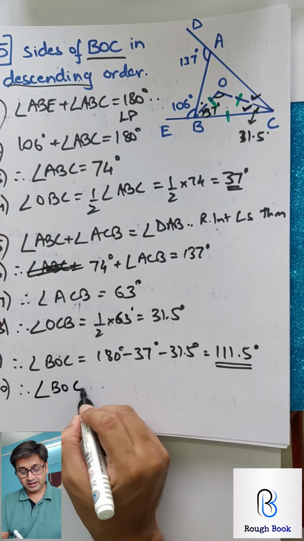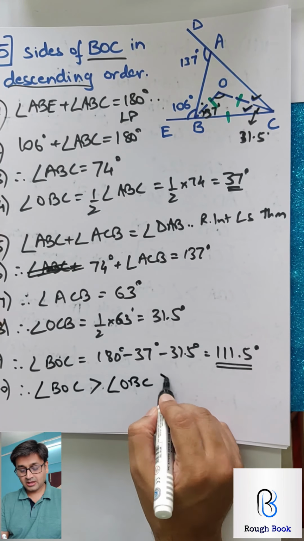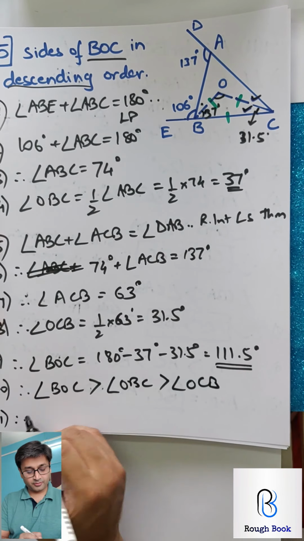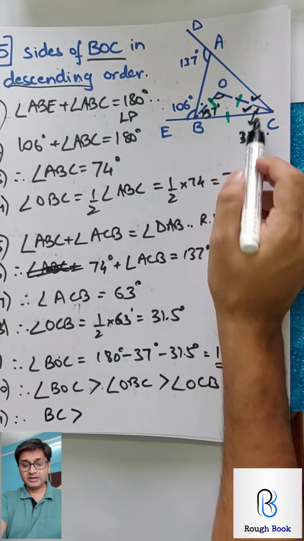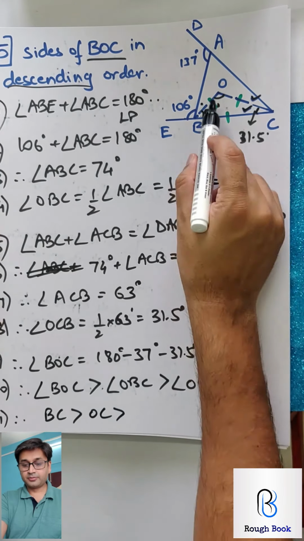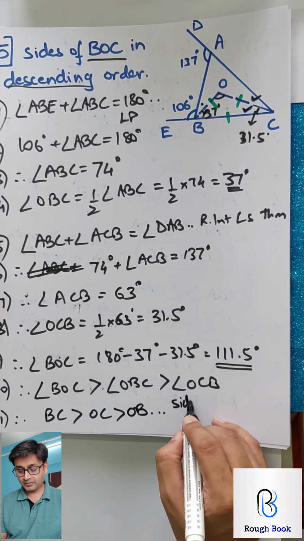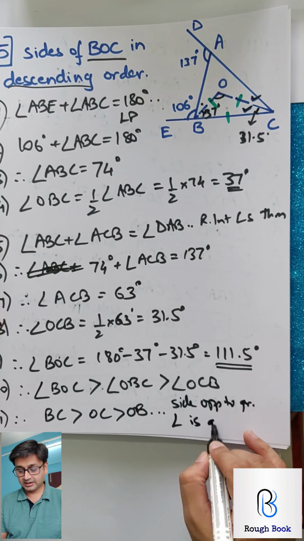So BOC is the greatest. Then comes OBC. And finally comes OCB. Correct. So side opposite to BOC is BC, opposite to OBC is OC, and opposite to OCB is OB. Reason: side opposite to greater angle is greater.